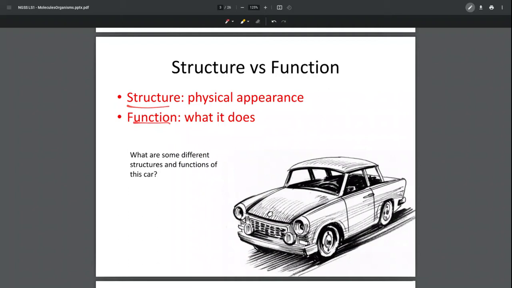And in order to do that, I want to first look at this car. On the car, what are some different structures and functions of this car? I want you to think of things on this car that are shaped a certain way. They have a certain structure in order to achieve a certain function. A really easy one to think of is the wheels. The wheels are round so that they can roll forward and cause a car to move. You can probably think of some other ones here too.